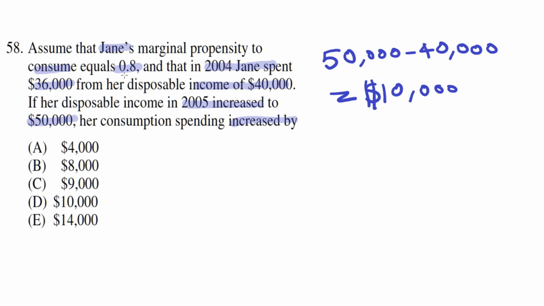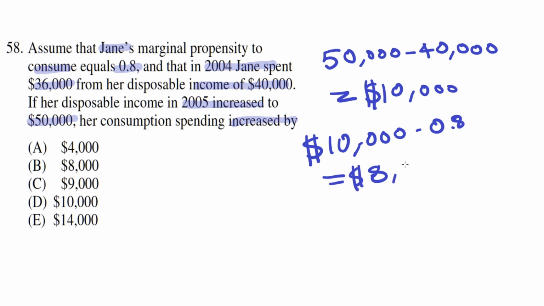Now, since we know that her marginal propensity to consume equals 0.8, she'll spend 0.8 of this increase in money on consumption spending. So 10,000 times 0.8 equals 8,000. So Jane will increase her consumption spending by 8,000, which is answer choice B.